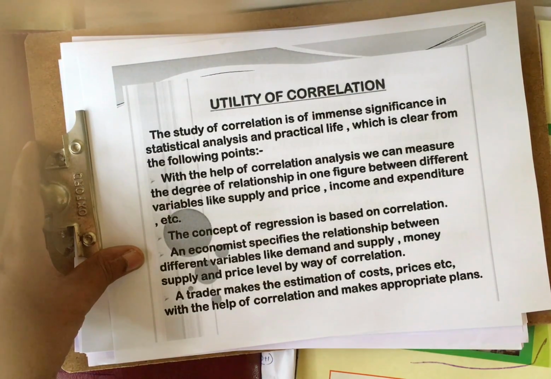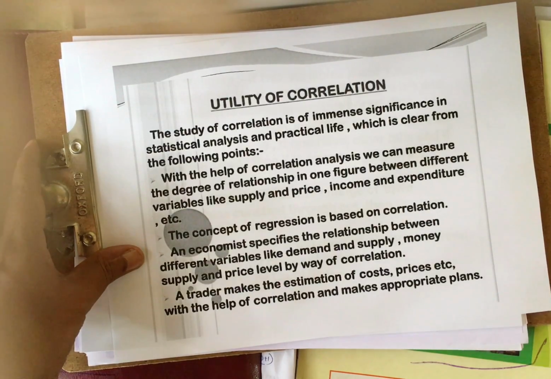Next, an economist specifies the relations between different variables like demand and supply, money supply and price level by way of correlation. Even a business person or trader estimates the cost and price of his good with the help of correlation and makes an appropriate plan of how much to sell in the coming days according to the cost and price of his good. So he will estimate according to correlation. Such importance is there. One is that it shows the degree of relation between the two variables.